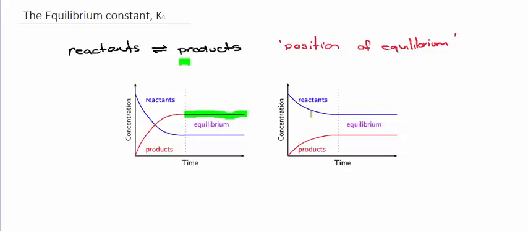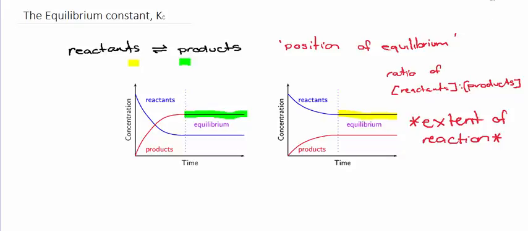Whereas in this situation here, we can see at equilibrium, we've got a higher concentration of reactants, which means that the reaction is further to the left, or we've got more reactants, which will mean we've got a lower yield of products. So the position of equilibrium essentially refers to your ratio of reactants and products concentrations at equilibrium. And it gives you an idea of the extent of the reaction, how far it is towards the production of products.